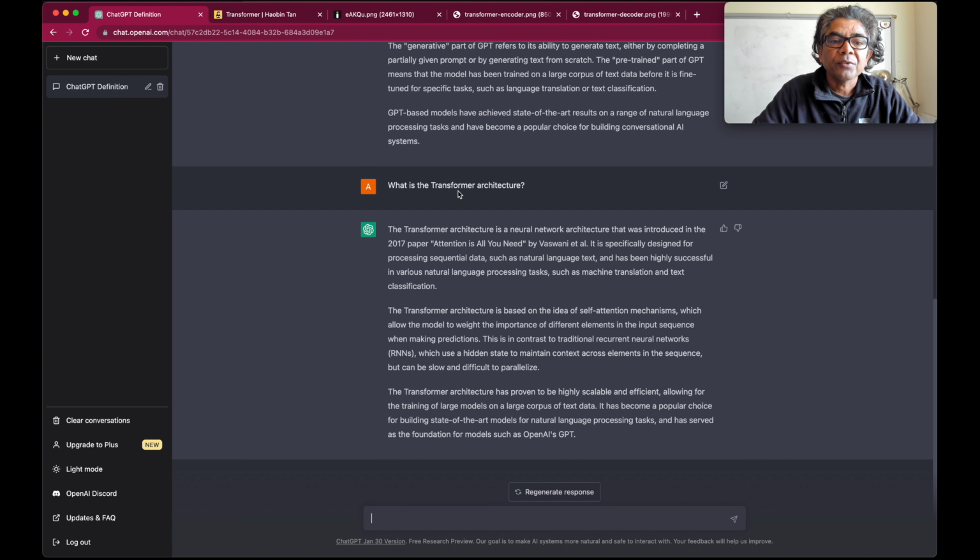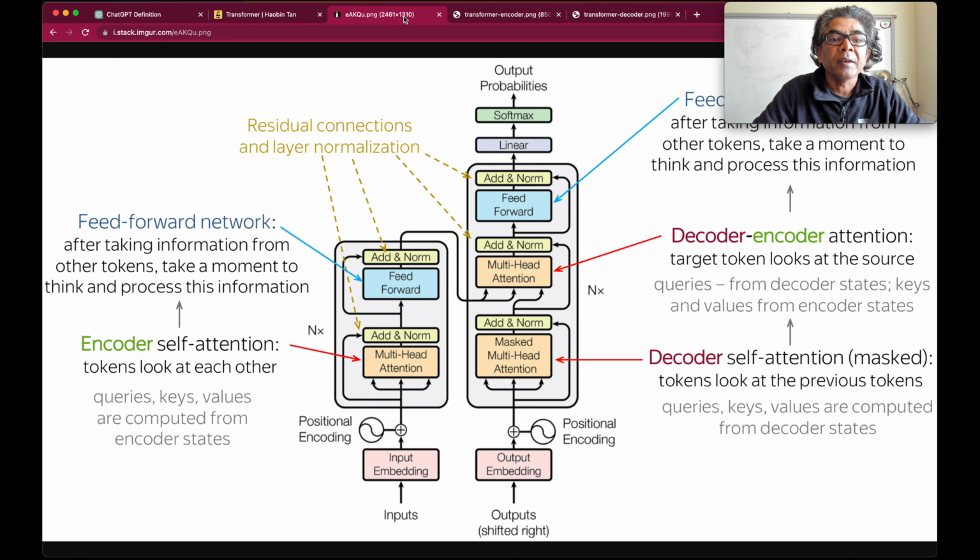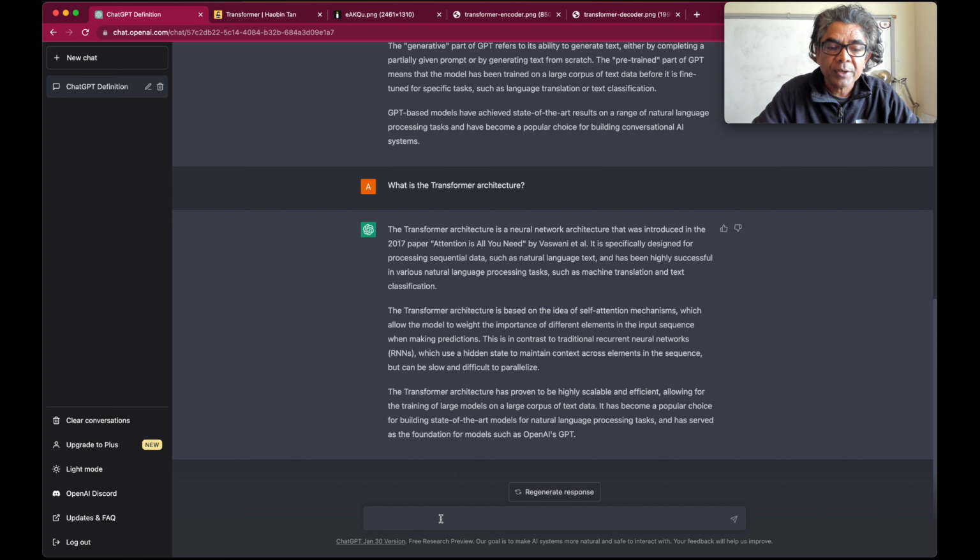So we got some information about the transformer, and here is the transformer model image, which has the encoder and the decoder. We can go a little deeper to learn about how this transformer works. Let's come back to ChatGPT.